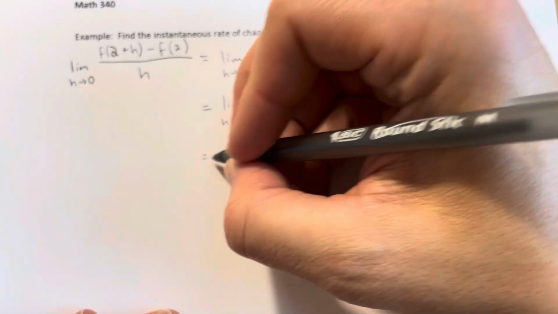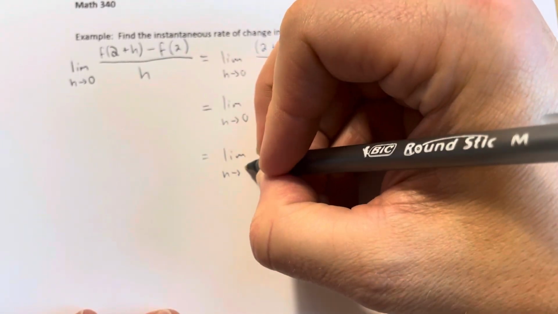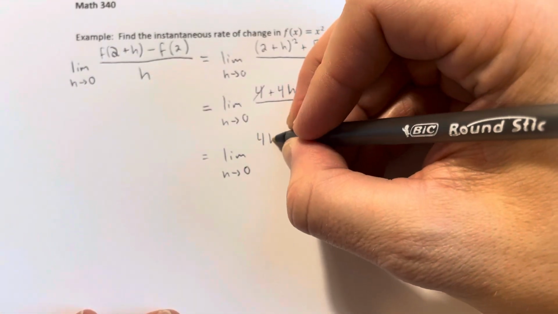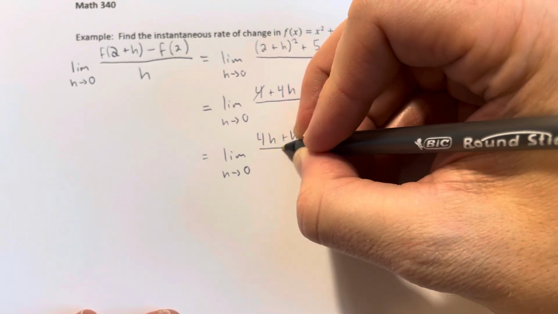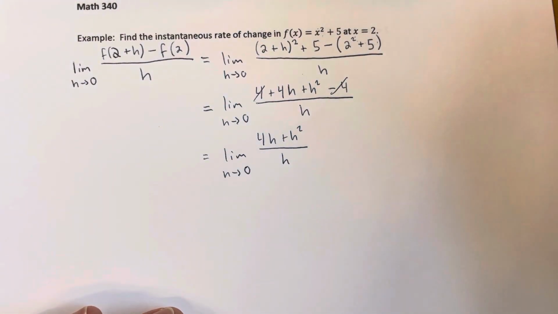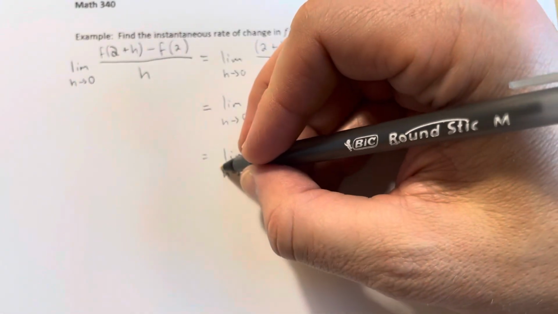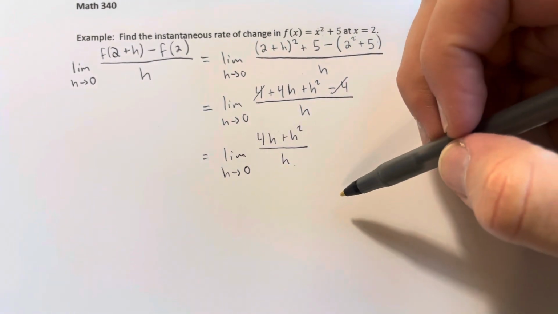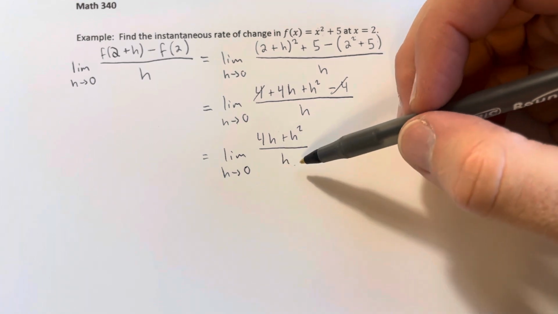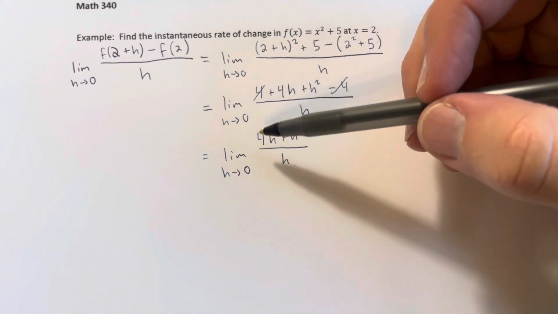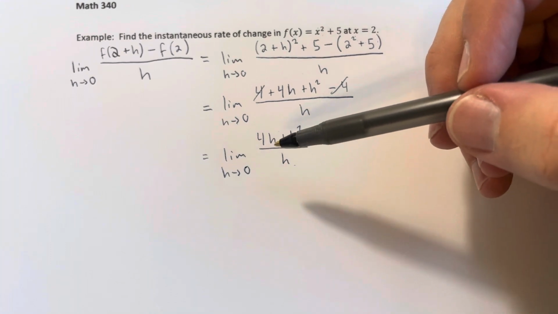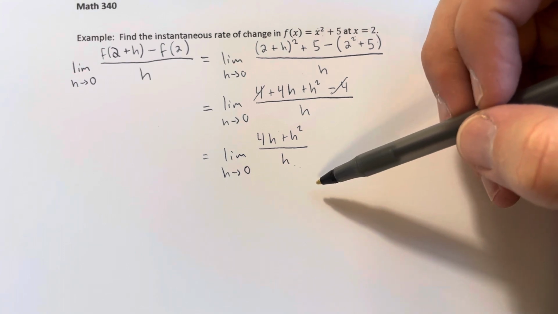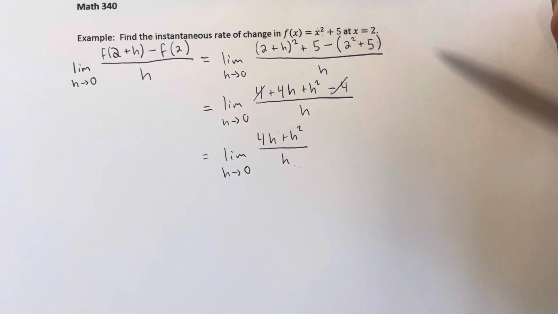all over h. And now I have the limit as h approaches 0. Notice that the 4 and the negative 4 will cancel each other out. So I've got 4h plus h squared over h. Okay? At this point, if I were to try to evaluate this limit directly by taking the limit in the numerator and denominator separately, my numerator and denominator are both polynomials, and we know that we can use direct substitution to evaluate those types of limits. However, if I did that, I would get a 0 in my numerator and a 0 in my denominator. It's one of those indeterminate forms that we've talked about.